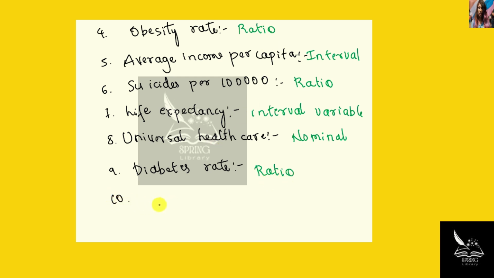Then 10th one, leading cause of death. So the leading cause of death is a nominal variable. Leading cause of death represents different categories or groups without any inherent order or magnitude. It is a nominal variable because it classifies the data into distinct groups or categories.